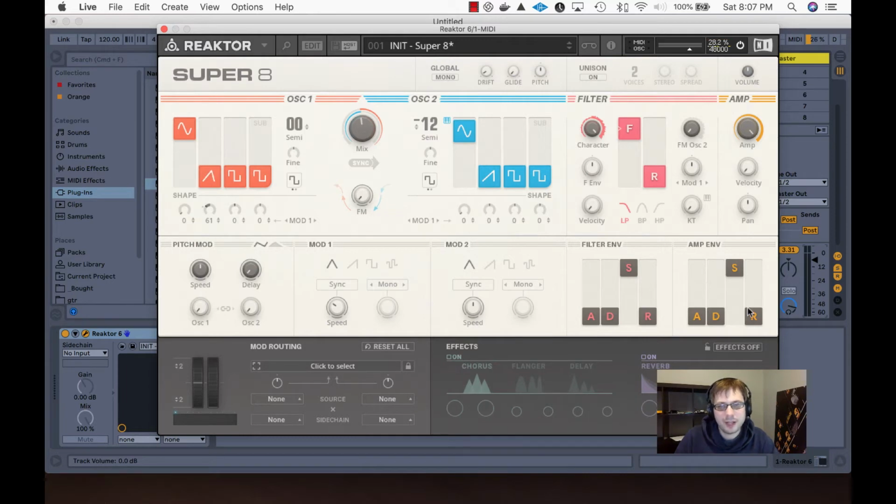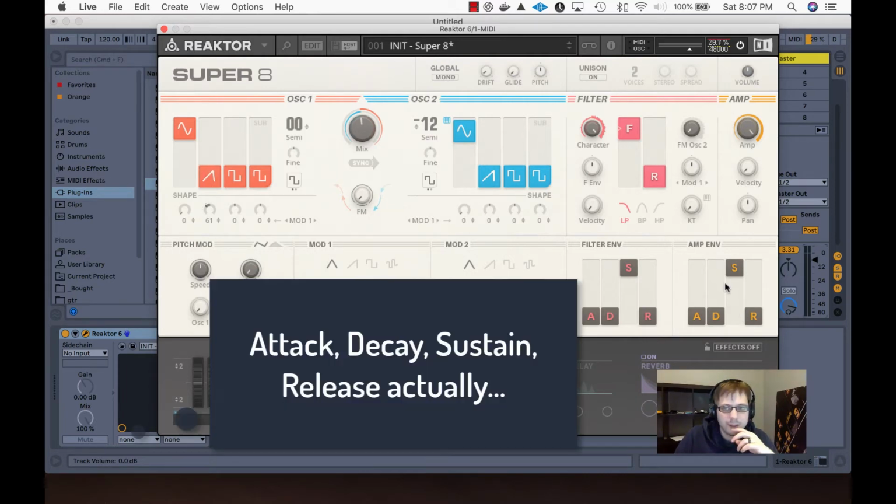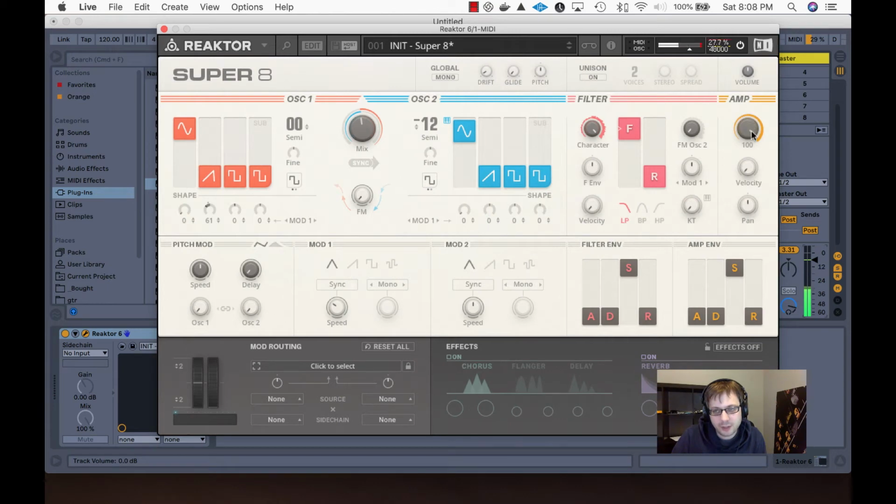So ADSR, that stands for attack, decay, sustain, release. And so first of all, this is basically a volume knob. So that's pretty straightforward. Velocity means right now, no matter how hard I hit a note, it's going to be the same volume. If I bring this up, then how hard I hit notes is going to determine the volume. And then pan is left and right.